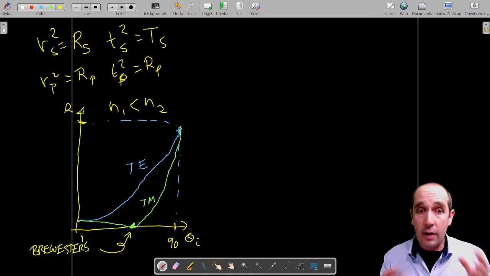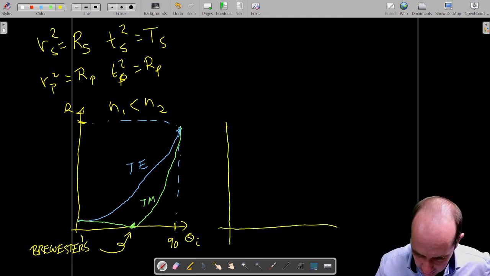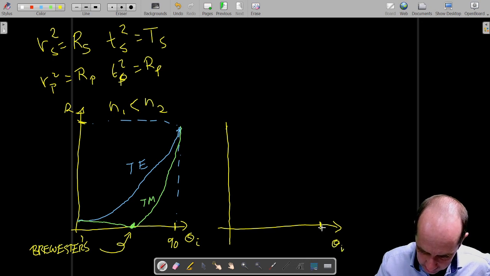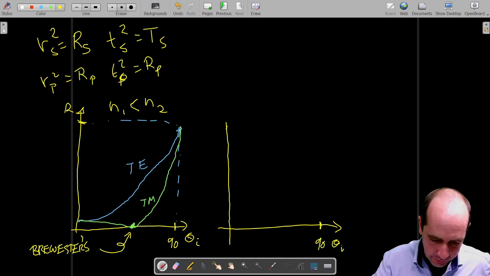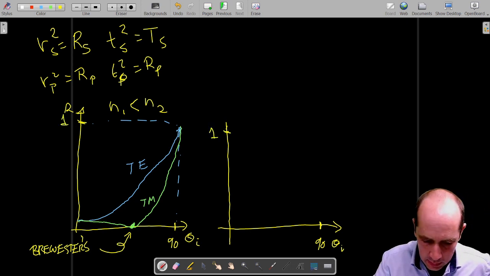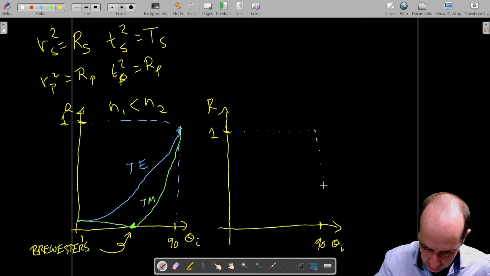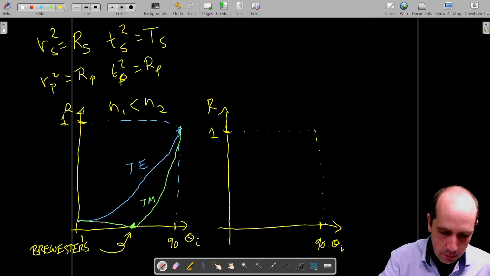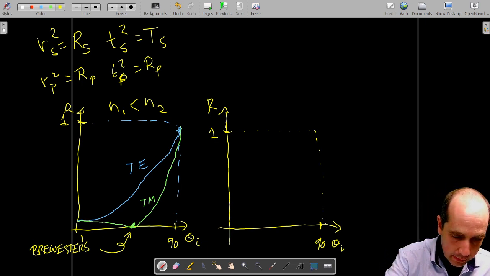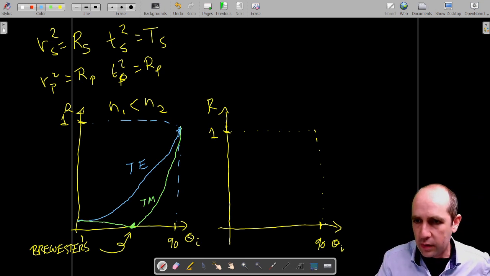When the case is the opposite, we can make a new plot here. This is again theta i. This is 90 degrees. This is 1 here. I forgot to say 1 there. This is the reflection coefficient there. And again, let me just put some markers here. In that case, something even more interesting happens.